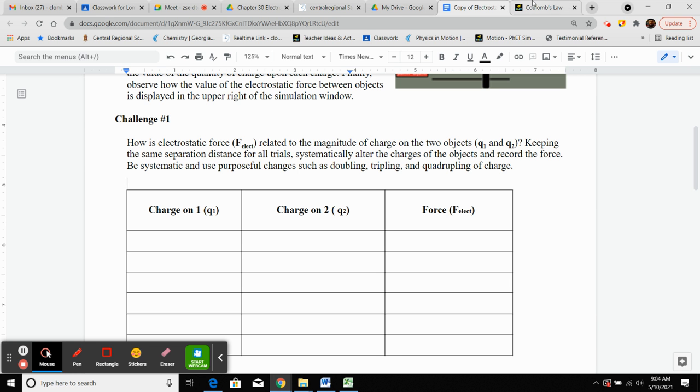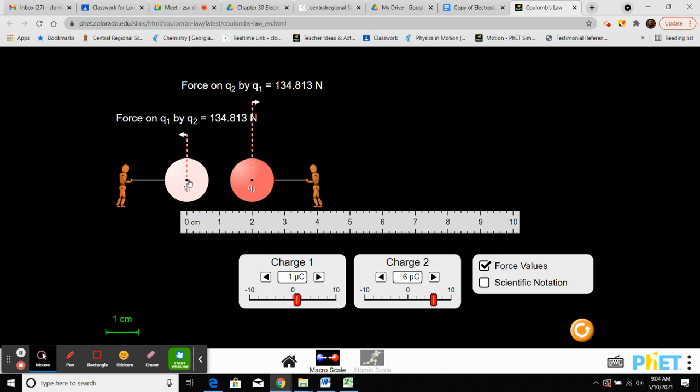So let's pick a starting point. I move this one all the way to 0 centimeters, and I move this one to 2 centimeters. And I'm going to pick 1 and 1. Now, the unit here is microcoulomb. The unit for charge is the coulomb. 1 coulomb of charge is relatively large, so we generally see them as micro. And micro means 1 millionth.